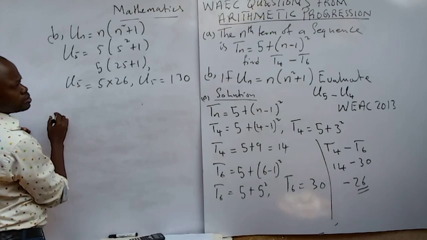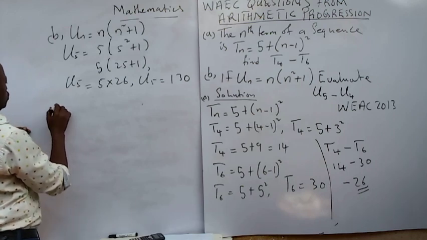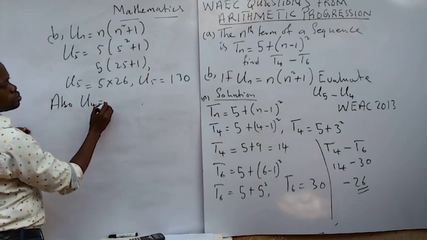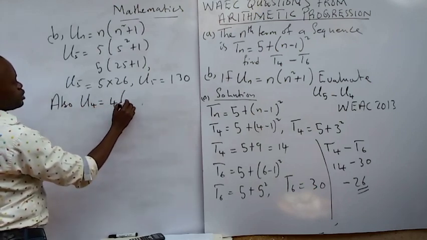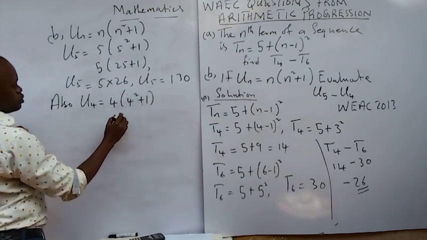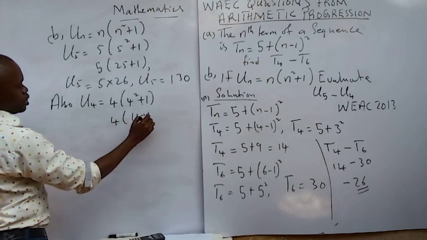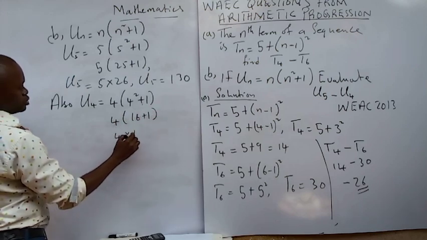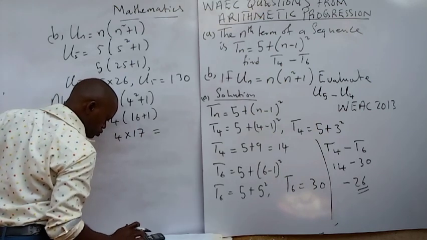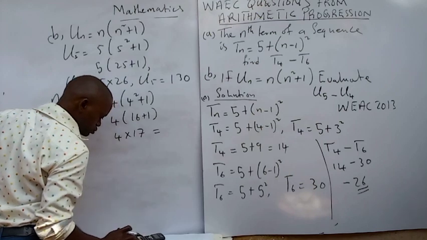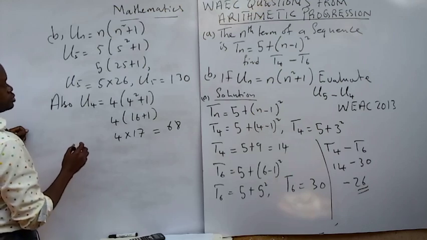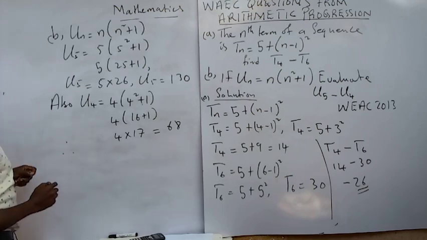Okay, what about the next, U4? U4 is equals to 4(4 raised to power 2 plus 1). So this will be 4(16 plus 1), which is 4 times 17. And that is going to give us 68. All right.